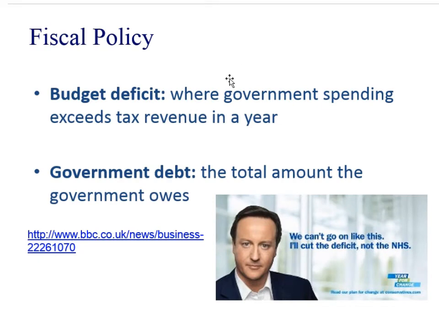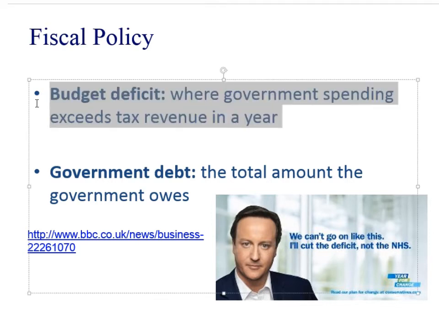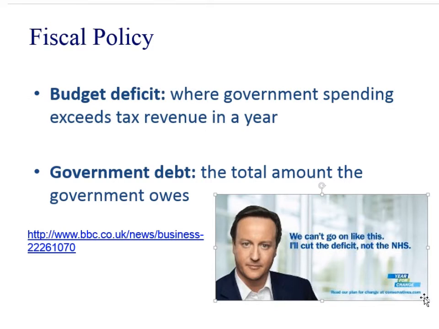When we have a budget deficit, it's just where government spending is larger than the tax revenue that they receive, and it's just measuring it in a year, whereas government debt is the total amount that the government owes. So it's the accumulated deficit, I suppose, and we have here an election campaign poster from David Cameron. This was not from this election, this was from 5 years ago for the previous election, 2010. And he says, we can't go on like this, I'll cut the deficit, not the NHS.